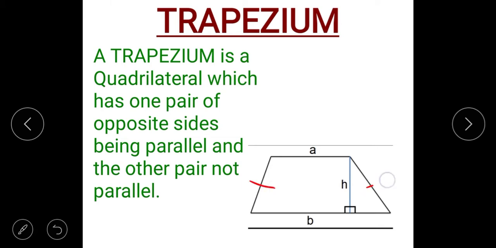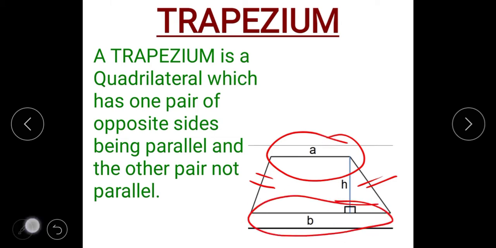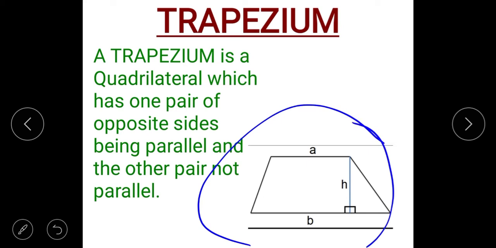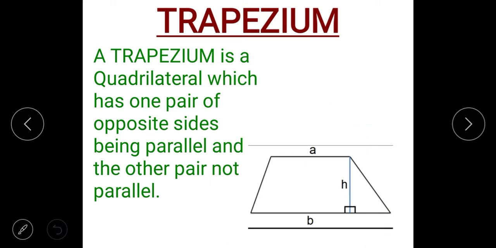If you see these two lines, this pair is parallel, but if you see this other pair, they are non-parallel to each other. This type of figure is called a trapezium. And here h is the height. Height here means the shortest distance between the two parallel lines.